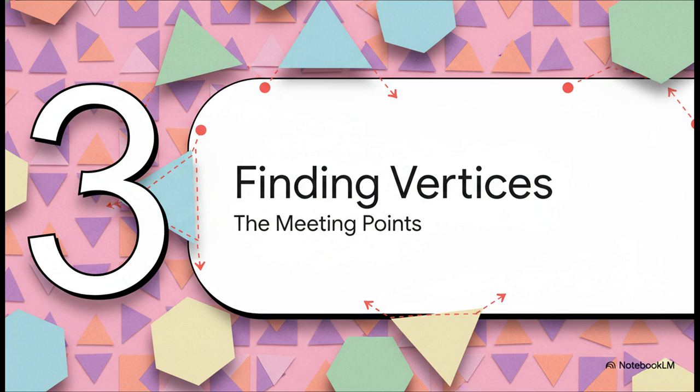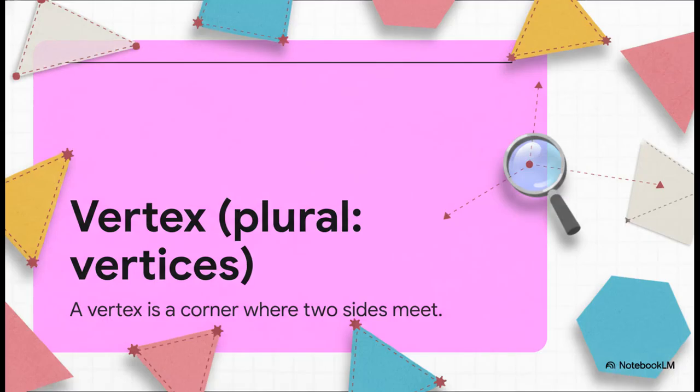Okay, so counting sides, check. But that's really only half the story. The next piece of the puzzle, our second big clue, is figuring out where all those sides meet. And that meeting point is called a vertex. Or if there's more than one, we call them vertices. Don't let the fancy word fool you, though. It's just the mathematical term for a corner. It's simply the point where two sides come together.